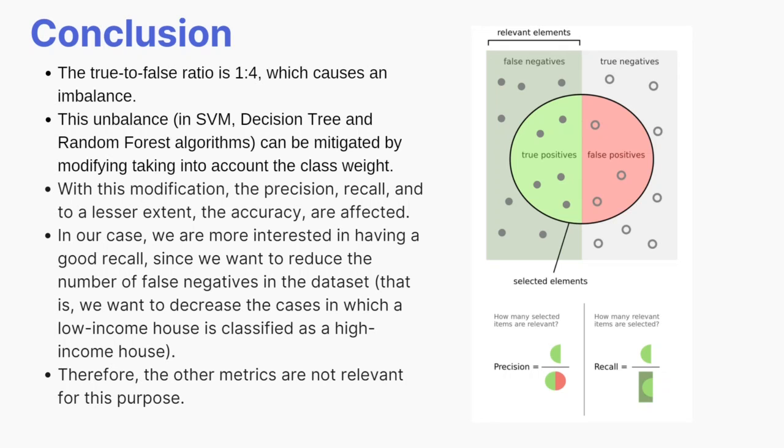A false negative in our dataset is a case in which a low-income house is classified as a high-income house, and we want to decrease those cases. And therefore, the other metrics are not that relevant for this purpose to us. So this is the conclusion of our presentation, and thanks for your attention.